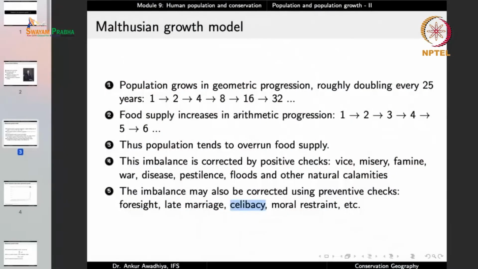So if people marry late, if people produce fewer offspring, if a certain section of the population becomes celibate and so they just forego marriage, they do not produce any offspring, in that case, by these actions of human beings, we can keep the population in check. And when the population is in check, when there is no imbalance between population size and food supply, in that case nature would not have to put up a positive check. So essentially there are two mechanisms by which the human population is kept in check.